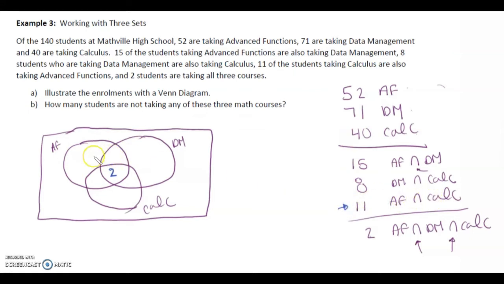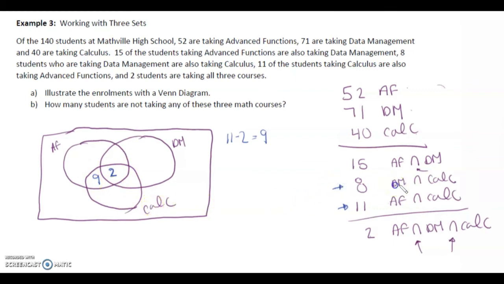Advanced functions and calculus. So advanced functions and calc. So that's this entire circle. But here's the problem. We already have 2 allotted in there. So if we have 11, it's going to actually be 11 minus 2. So this is going to be 9. Because that's going to be all 11 are taking advanced functions and calc.